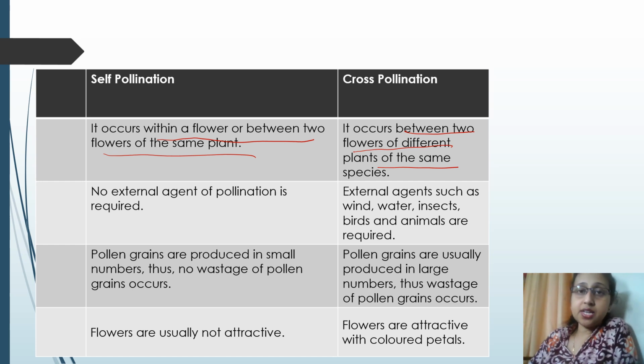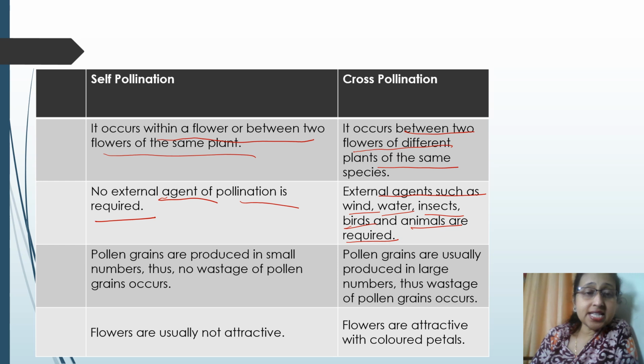Now, in the previous video also, I told what is cross-pollination. Next comes: no external agent of pollination is required in self-pollination. Here in cross-pollination, external agents like wind, water, insects, birds, animals are required, because pollination is happening from one plant to another. To carry the pollen from one plant to another, agents are required, but in self-pollination no agents are required.